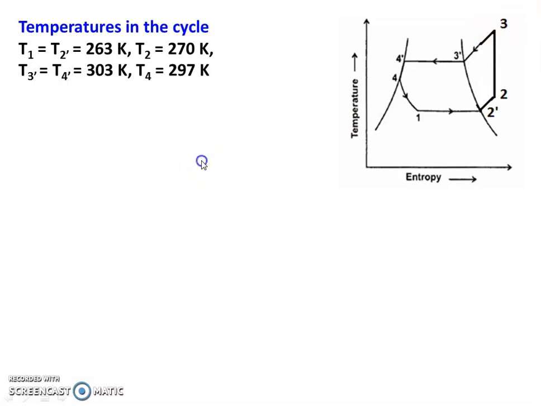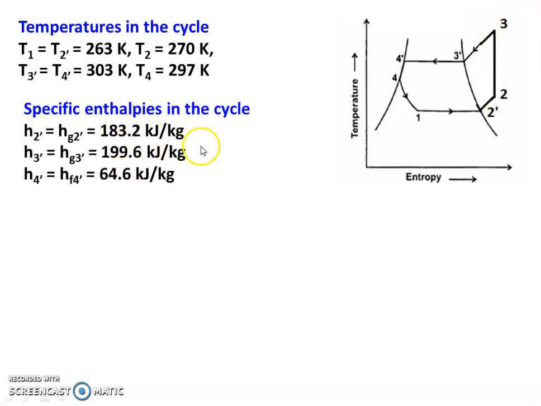That is the unknown. The specific enthalpy in the cycle, H2 dash equal to HG2 dash. It is on the saturated vapor line, which from the table is 183.2 kilojoules per kilogram. H3 dash equal to HG3 dash equal to 199.6 kilojoules per kilogram. H4 dash equal to HF4 dash equal to 64.6 kilojoules per kilogram. Now the temperature after compression, T3, we have to calculate.